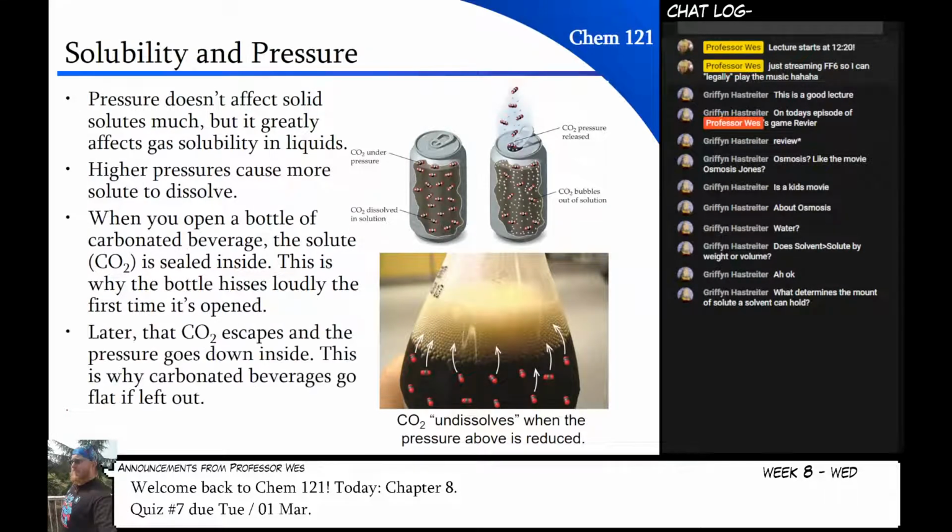So that's solubility and pressure. When you put lots of gas inside a container, it will dissolve. The higher the pressure you put, the more dissolves. When you open a container, that gas escapes, and there is less dissolved as a result.